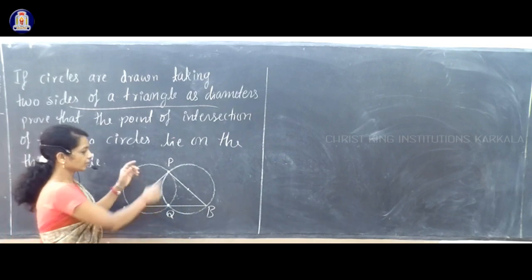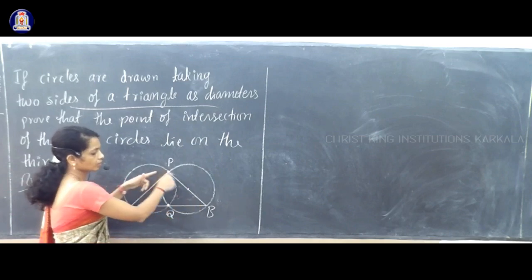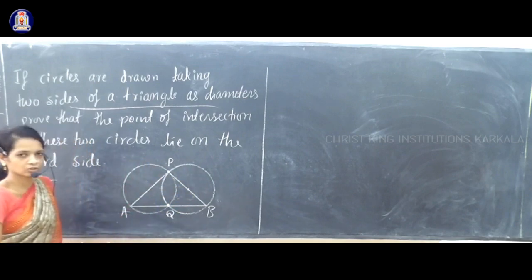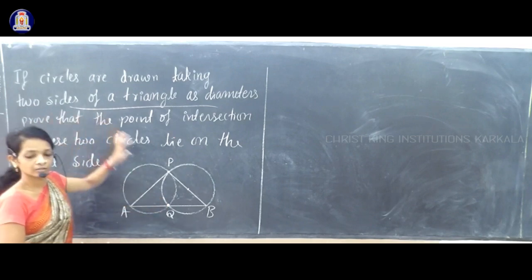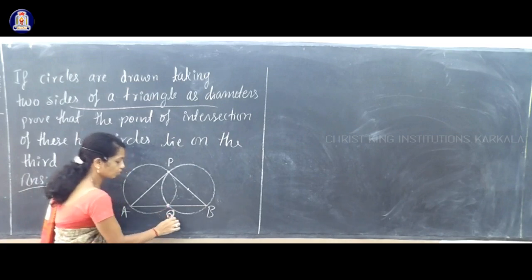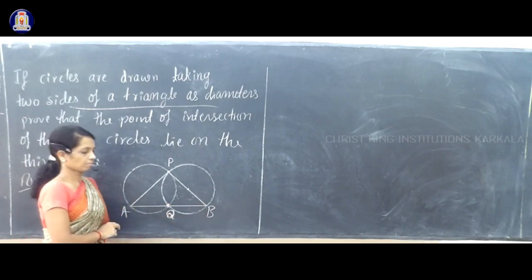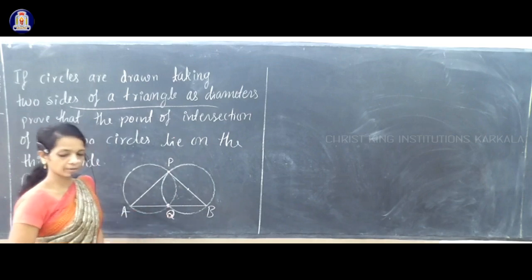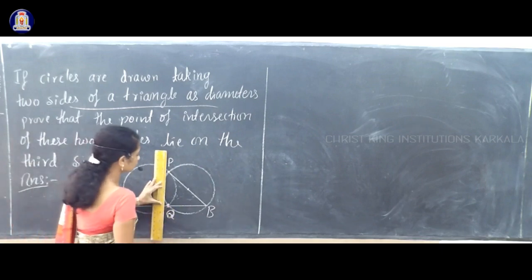We take a triangle PAB in such a way that two sides of the triangle are the diameters of two circles which are intersecting each other at points P and Q. Then we have to prove that the point of intersection lies on the third side. You can see that in this figure. But how to prove that point Q is on the third side AB? To prove that, you have to join P and Q using a line.